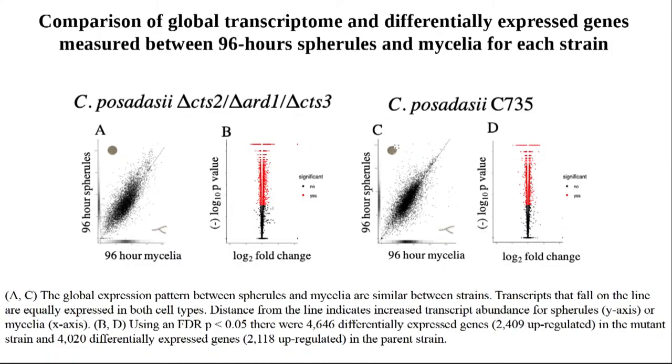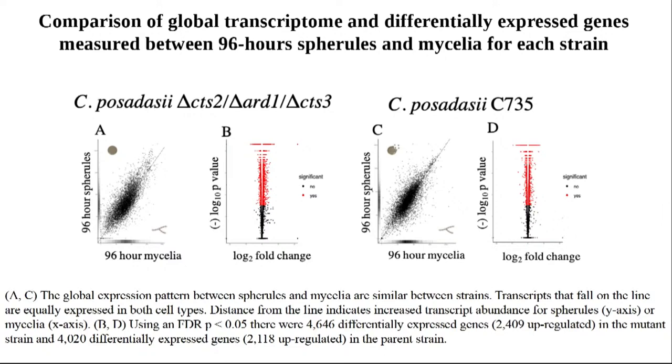So we grew these strains under spherulating conditions, harvested RNA at 96 hours and mycelia for both of these strains and compared their transcriptomic profile. On the left in panel A, you see a comparison of the triple knockout mutant 96-hour spherule transcriptome profiles with the 96-hour mycelial profiles.